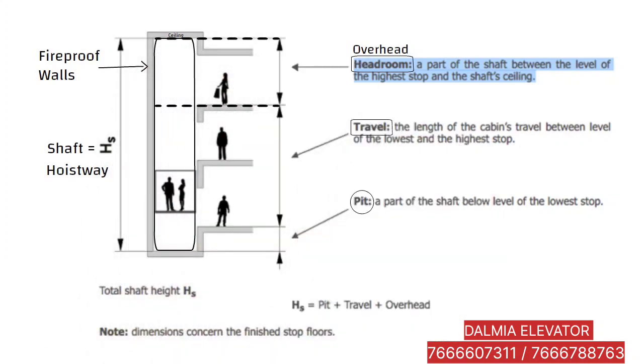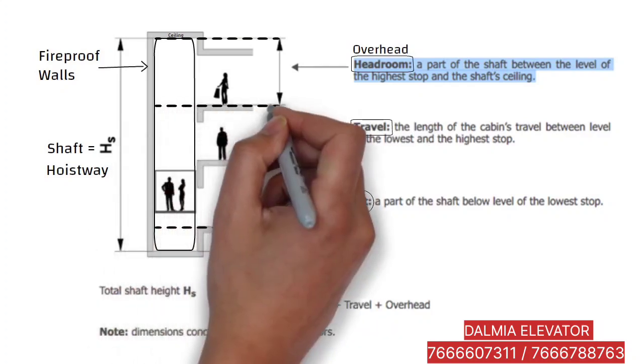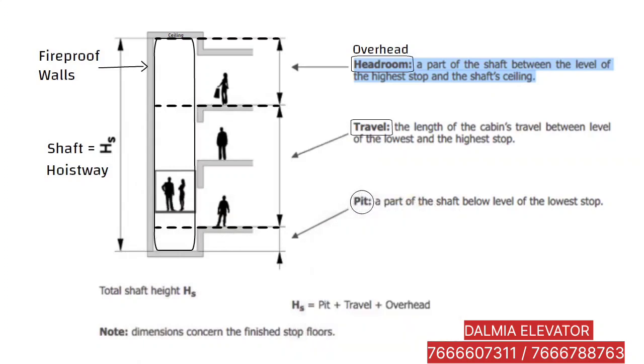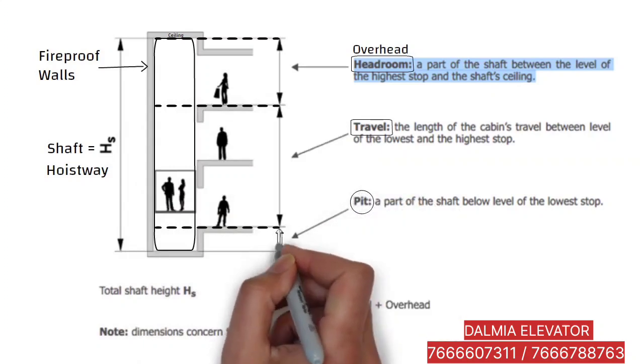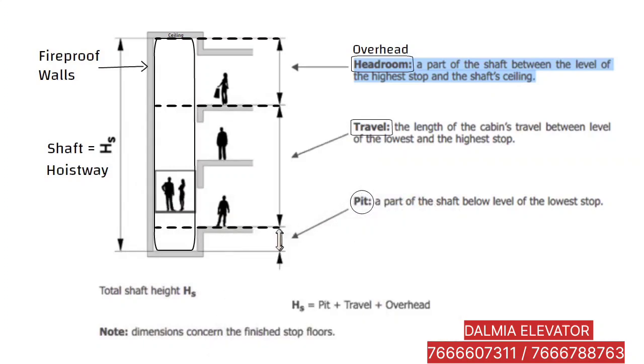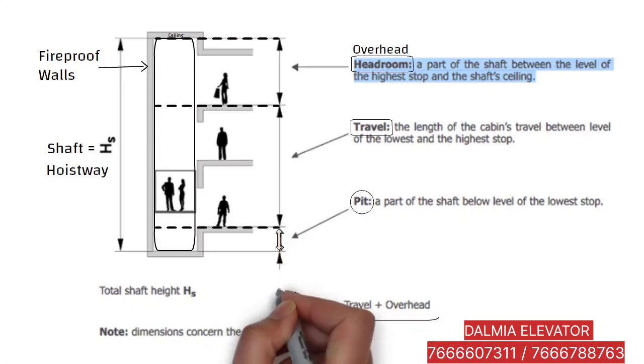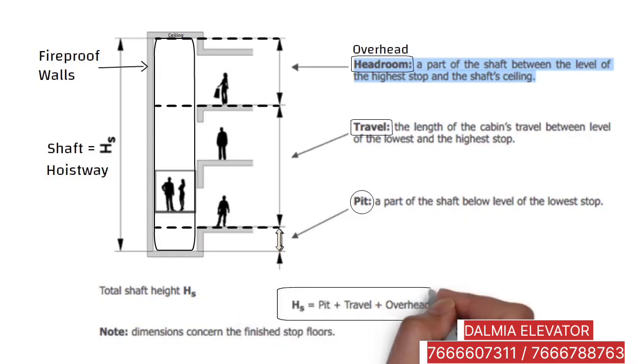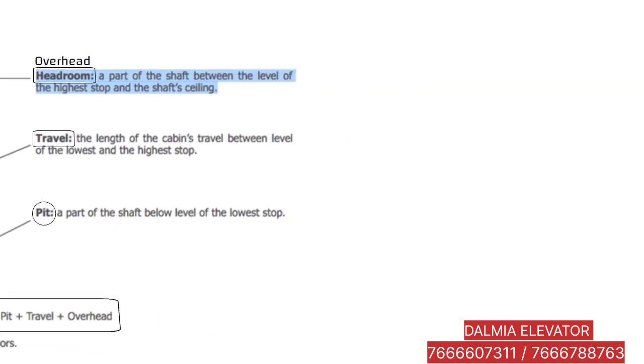Travel height. It is the length of the cabin's travel between the level of the lowest and the highest stop. Pit. It is a part of the shaft below the level of the lowest stop. So if we want to calculate shaft height, it is equal to pit plus travel plus overhead.